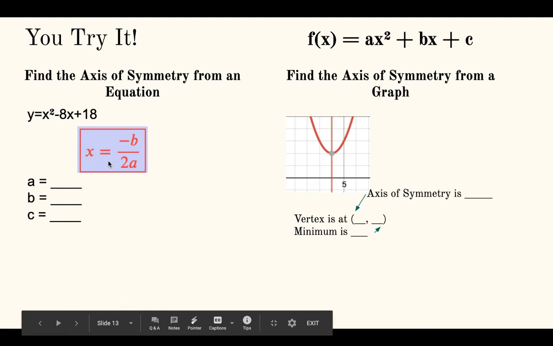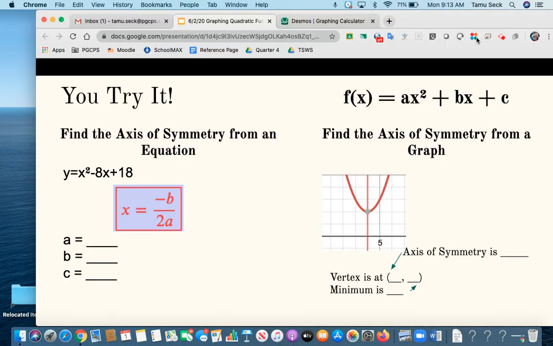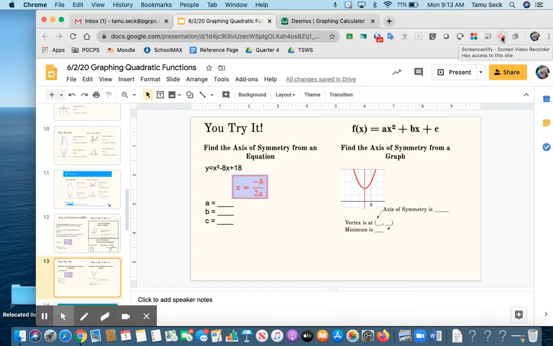So A is equal, so it's negative... oh, here it is. That's what I'm looking for, the pen. A is equal to 1, B is equal to -8, and C is equal to 18.